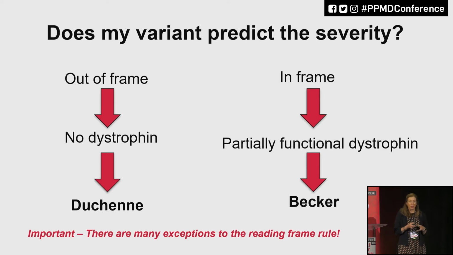I do want to point out, though, that there are a lot of exceptions to this reading frame rule. So if you're seeing this and you're like, hey, my son has an out-of-frame change, but I've been told he's Becker, or vice versa, that is definitely possible. We see that. All rules are made to be broken, and there's no exception with this reading frame rule.